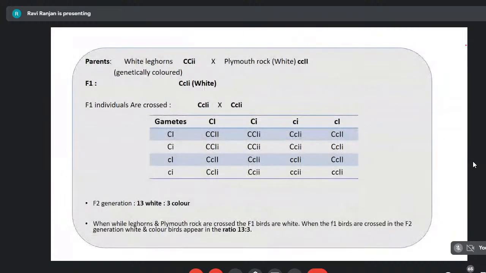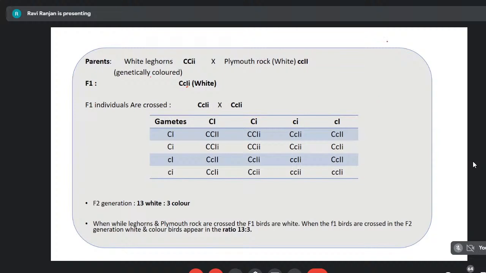So here, when we cross white leghorns, this one is genetically colored because it has capital C. And when it is crossed with a small c, which itself will not give any color, in the F1 generation, instead of the colored character, it gives us the white character. Why? Because capital I is inhibiting capital C.